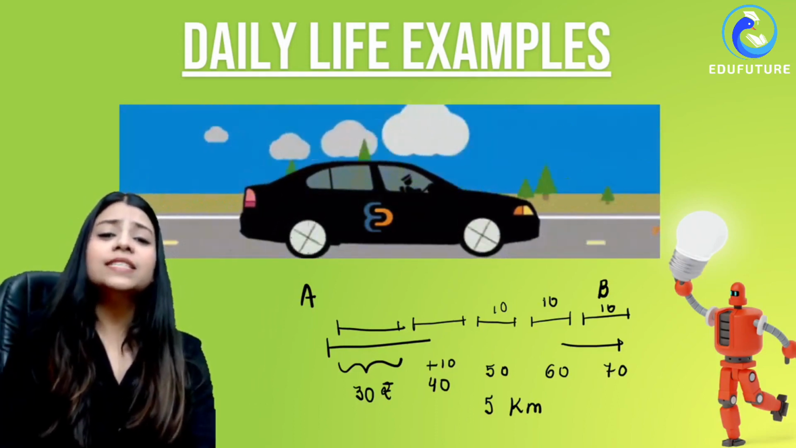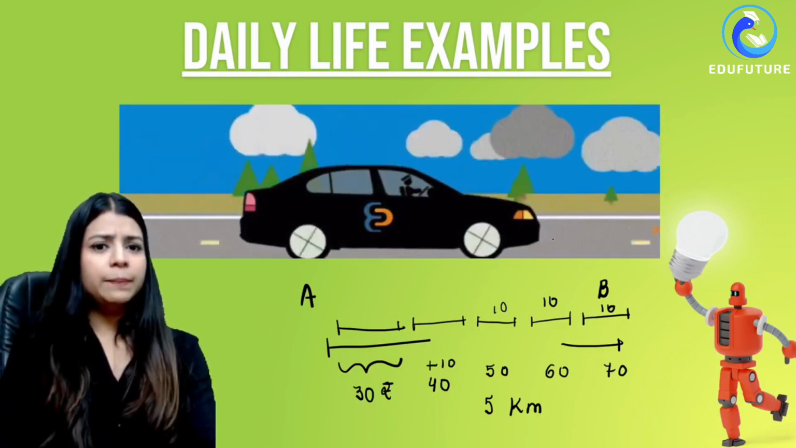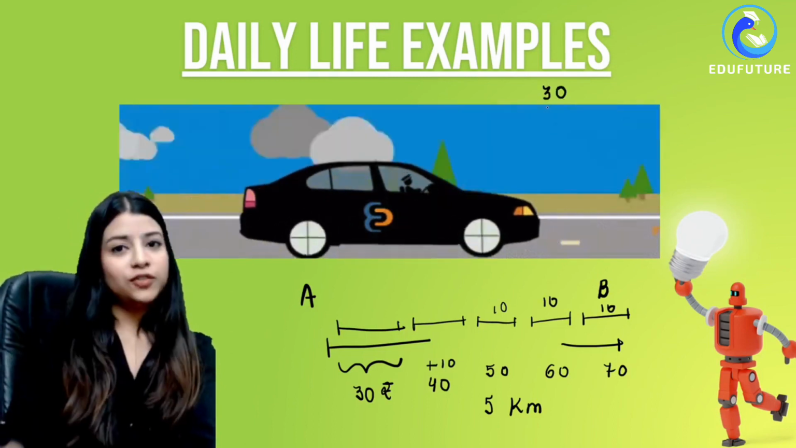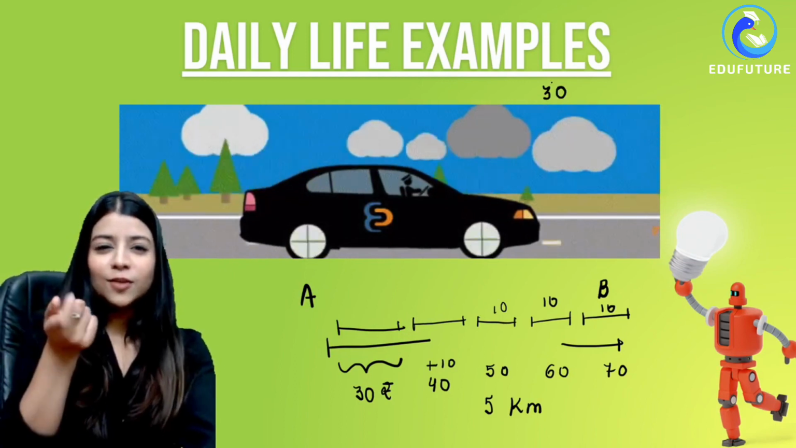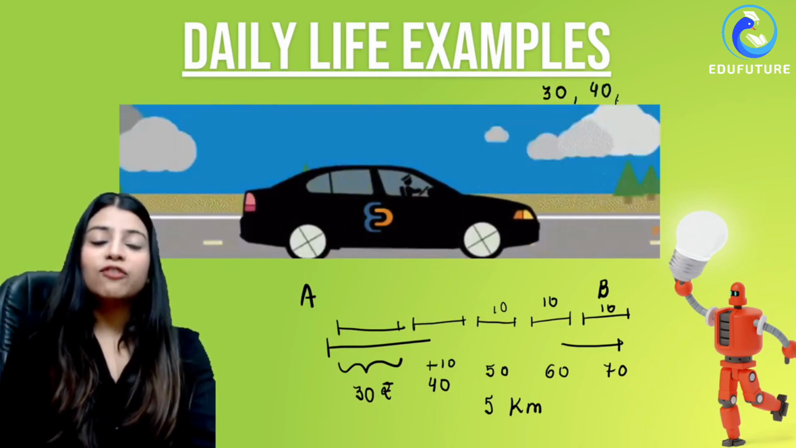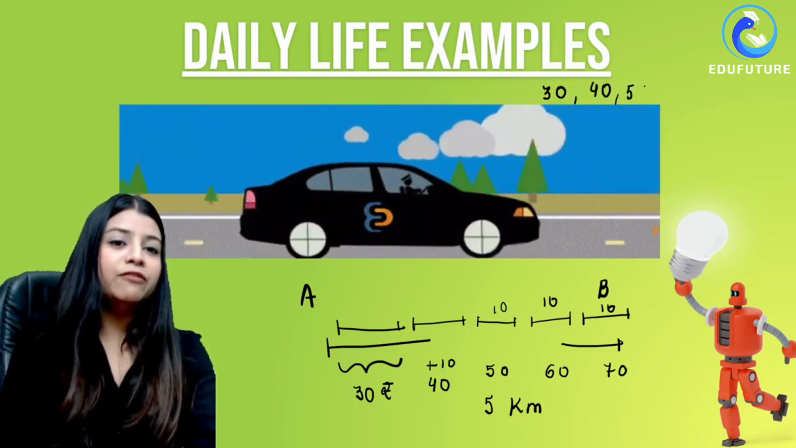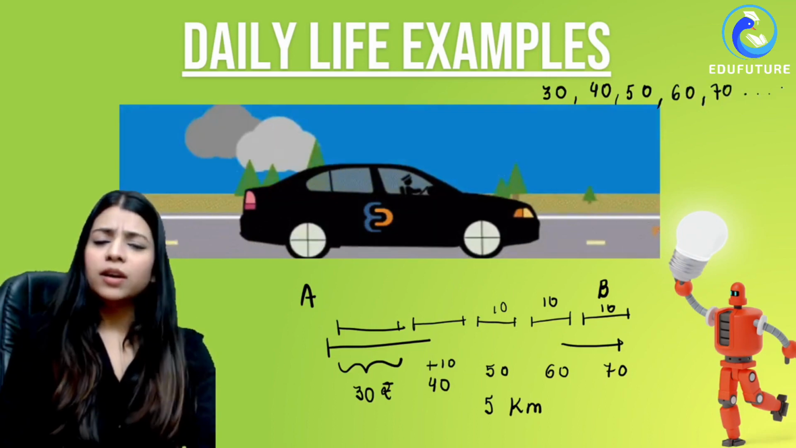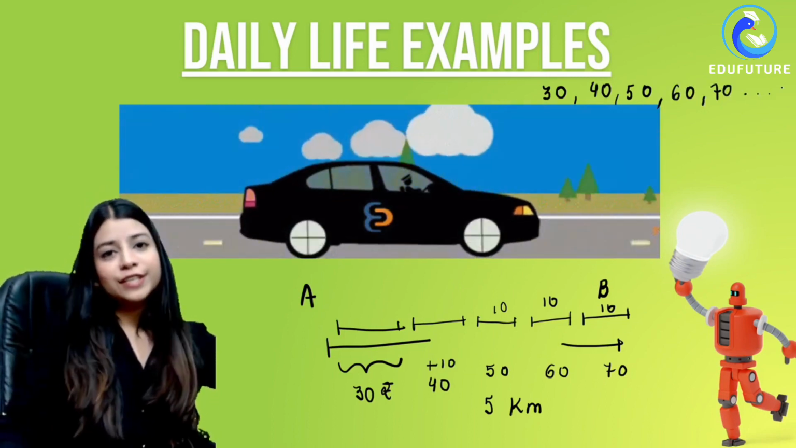So again, if I say the fare price forms an AP, how? The first number which we have is 30. That is the first kilometer which we are traveling. For the second kilometer, we have to pay 40. For 3 kilometers, we have to pay 50. And then we have to pay 60 and 70 and so on if we have to travel any further distance.